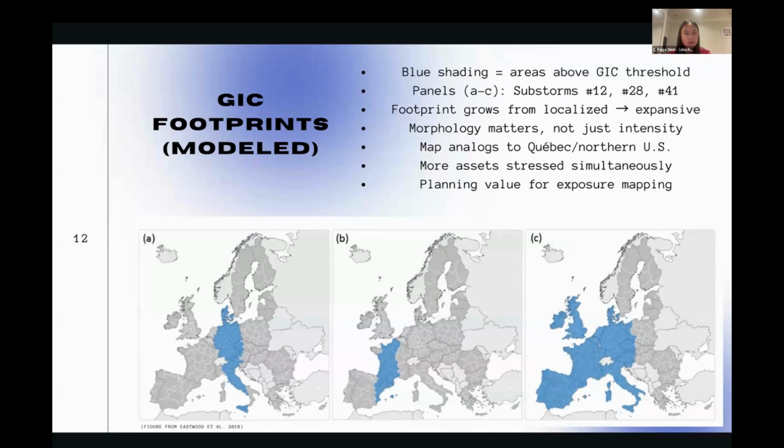Although these maps are drawn over Europe, the substorm behavior is indexed from the March 1989 event. If we apply that morphology over Quebec and the northern United States, we see how many assets might be stressed at the same time. And this is invaluable for exposure mapping and contingency planning.